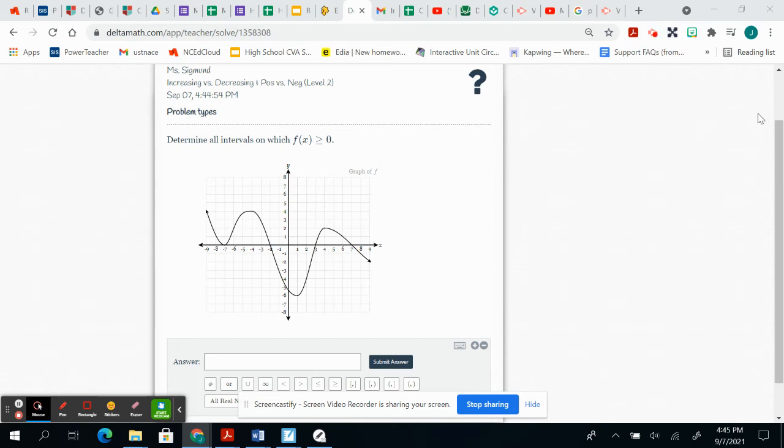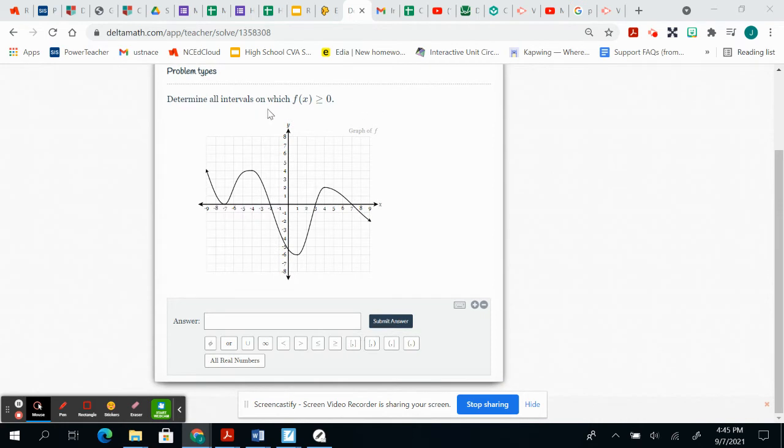Okay, for a good number of you, I'm going to bet this was the part of Delta Math that was kind of hard. Increasing versus decreasing and positive versus negatives. This is a level 2. Where y is greater than or equal to 0. So that's going on your y-axis, greater than or equal to 0. So that's where is this graph positive. So in this case, this graph, even though it's decreasing, it's still positive. Increasing, still positive, decreasing, and then we cross over at -2.